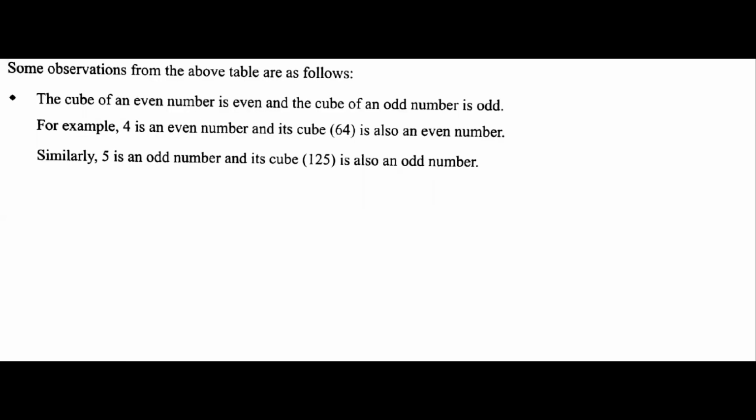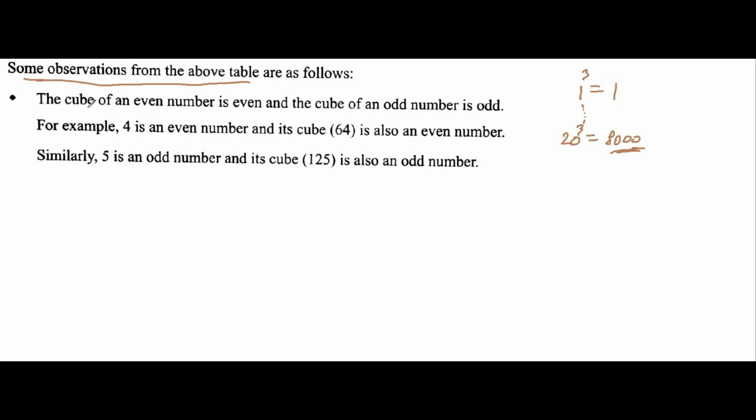Okay, so the next topic which we have is some observations from the above table. What is this above table? The above table is 1 cube is 1, and 2 cube is 8, like that till 20 cube is 8,000. Okay, now from the above table, what have you observed?